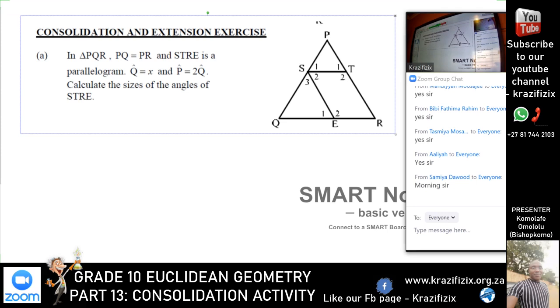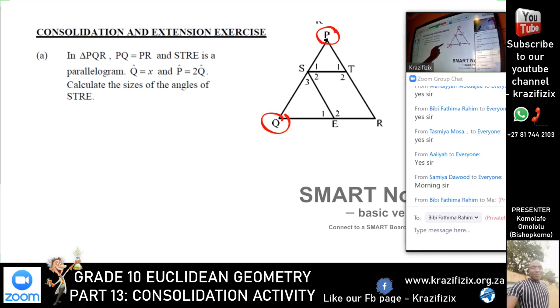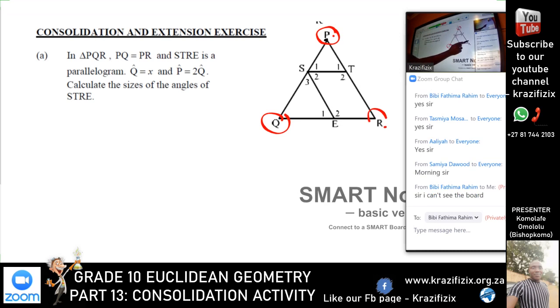Okay, look at the first question. In triangle PQR, PQ is equal to PR. Did we do this question, guys? No, we didn't do this question. It looks similar, but it was not this one. Okay. PQ is equal to PR.